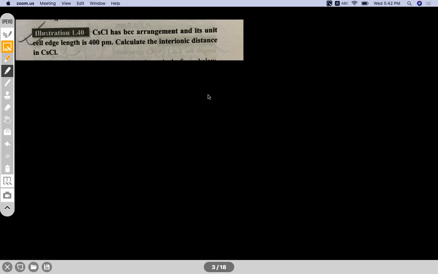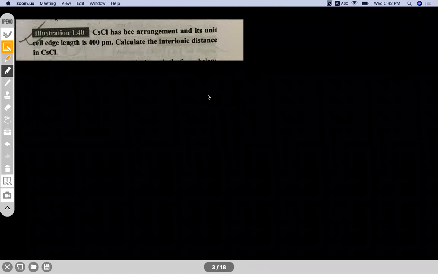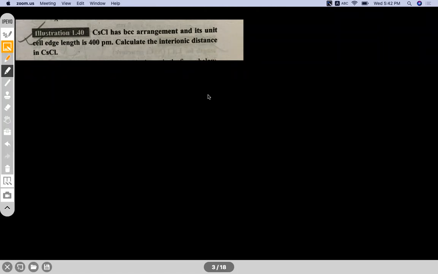Interionic distance. Which ion you are considering? Cs and Cl, Cs plus and Cl minus, is it? Or Cl minus and Cl minus? Because between Cl minus and Cl minus, the distance is what? Either we can have root 2a by 2 or a only, because the position of Cl minus is at the corner only. Between two Cl minus, the edge length is a only, correct? That is the value of the edge length of the unit cell.